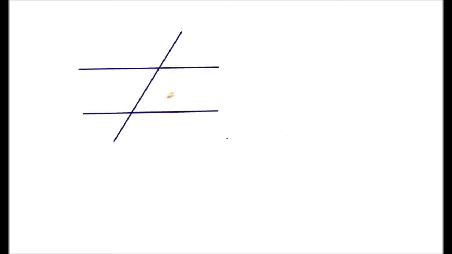We will see all the important theorems in geometry. Here we have two parallel lines. Let me call them L and M. So these two are parallel lines. These two parallel lines are intersected by another line. This line is called a transversal. Let me call it P. So this P is a transversal intersecting L and M.